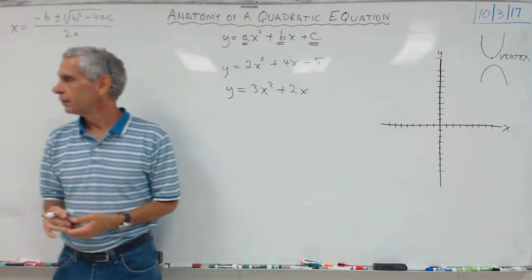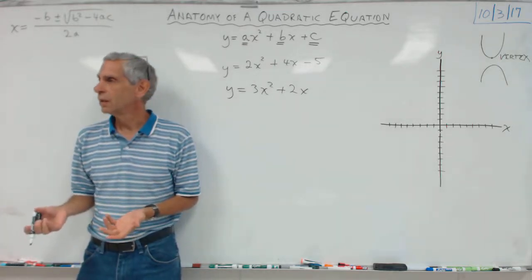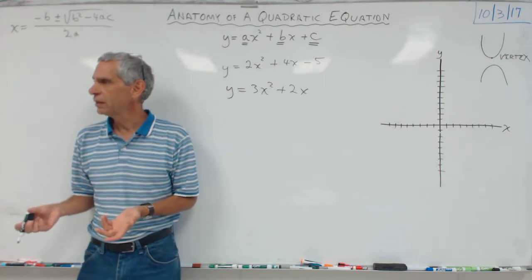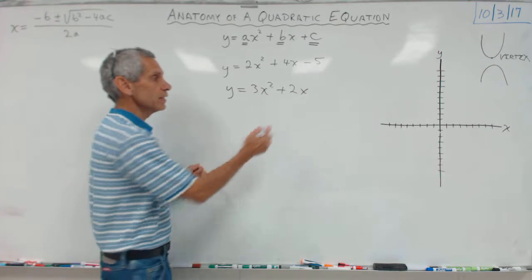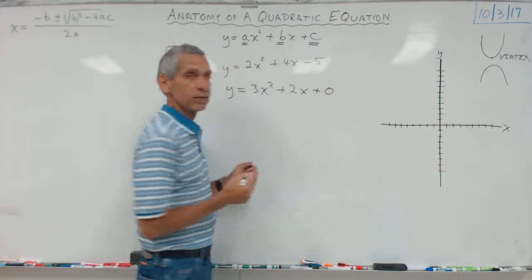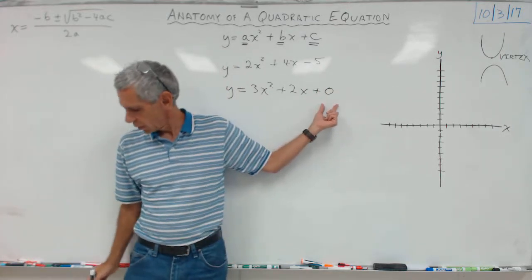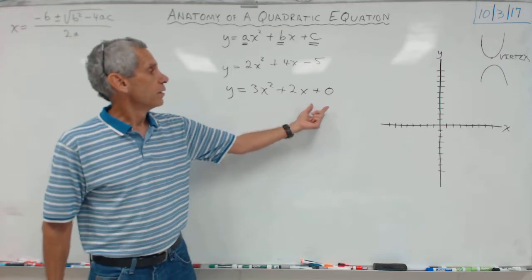What's missing? The c is missing. Does that mean it doesn't have a c? No. It does have a c, but what is c? c is 0. It actually is there. It's just that you don't have to write it. You don't have to write it, but it is there.